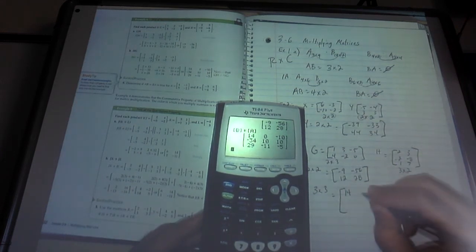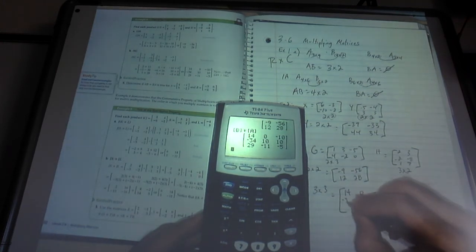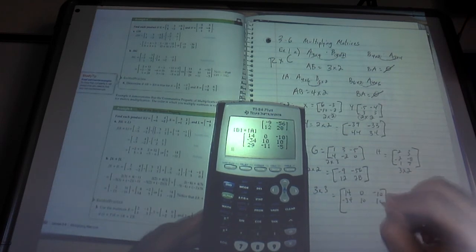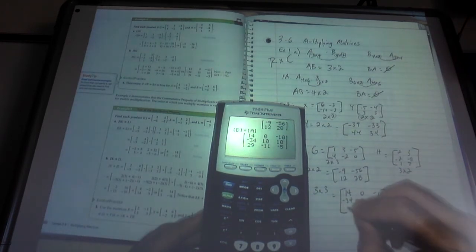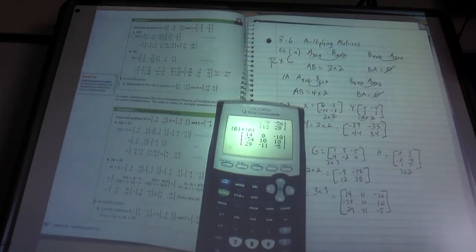Top left is 14, 0, negative 10. That's the top row. Second row, negative 34, 10, 10. Bottom row, 29, negative 11, negative 5. There you go. That's how it works.